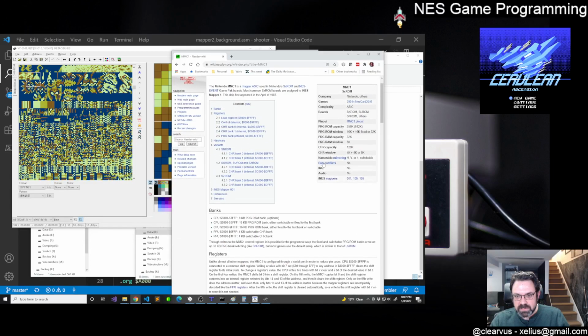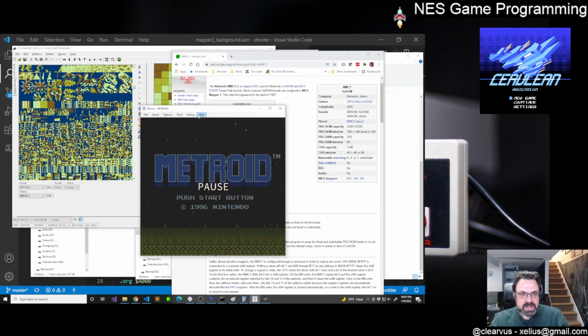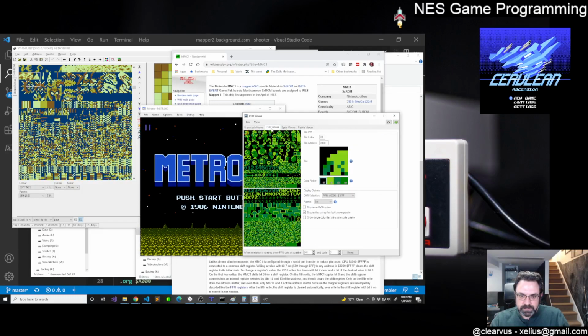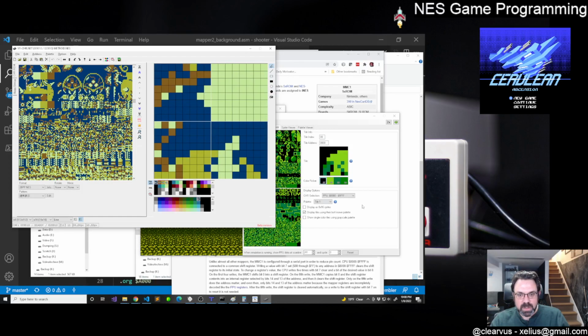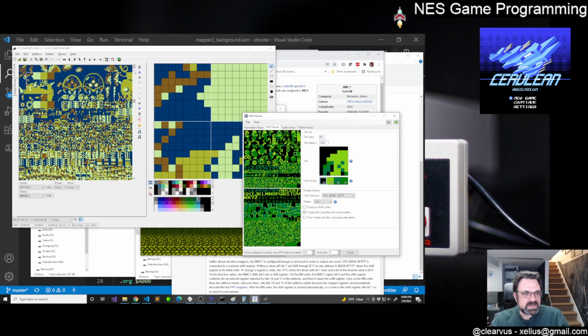Does this use character RAM? Character capacity 128K, 4K plus 4K or 8K. So looks like what we're seeing is, here's the game character data. Let's see if we can match this up with what we're seeing here in YYCHR. Let me see if we can find Samus.